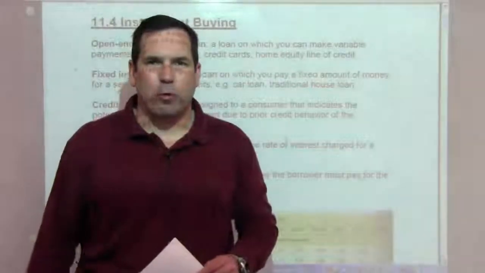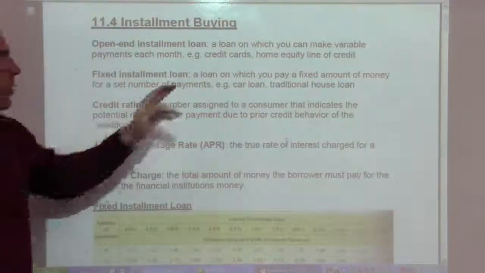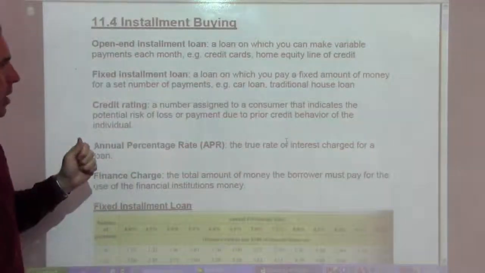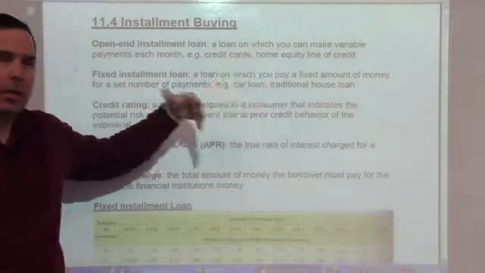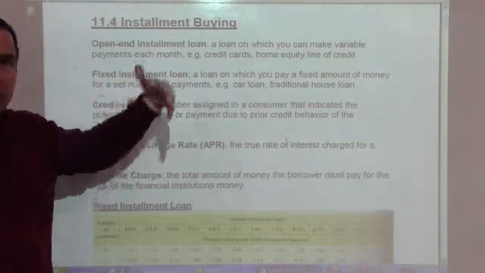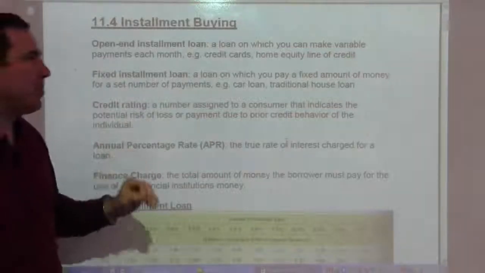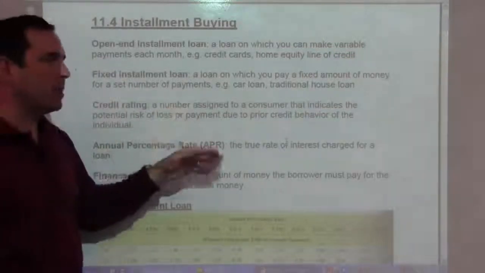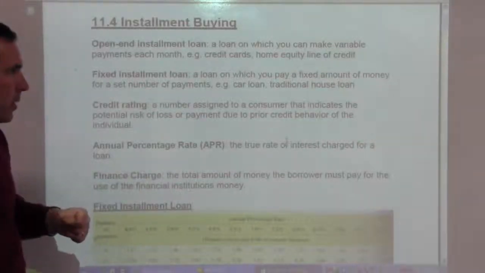Welcome to 11.4, Installment Buying. An open installment loan is a loan on which you can make variable payments each month, for example, credit cards or a home equity line of credit. There's a minimum you have to pay, but you can pay more. A fixed installment loan is a loan on which you pay a fixed amount of money for a set number of payments, like a car loan or a traditional house loan.